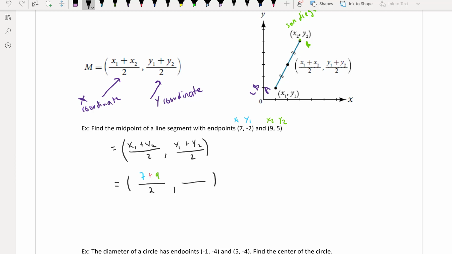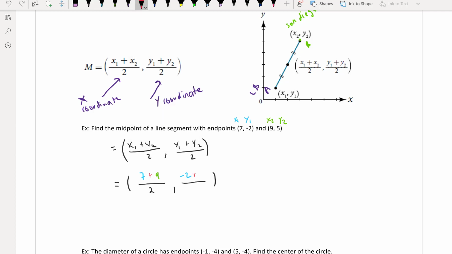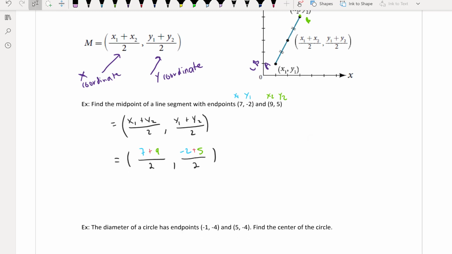Now for my y values, my y1 value is -2, and my y2 value is a +5. And I'm still dividing by 2. So then on my calculator, I'm going to do 7 plus 9. 7 plus 9 is 16. 16 divided by 2 is 8. -2 plus 5, or you can think of it as a +5 and a -2 combining together, is going to be a +3, and my denominator is a 2.